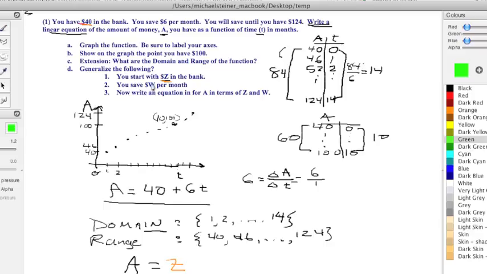Well, before that was just 6, and here it is W. Let me get this in orange. And that would be plus WT. So there you go. Okay, I hope that was helpful.